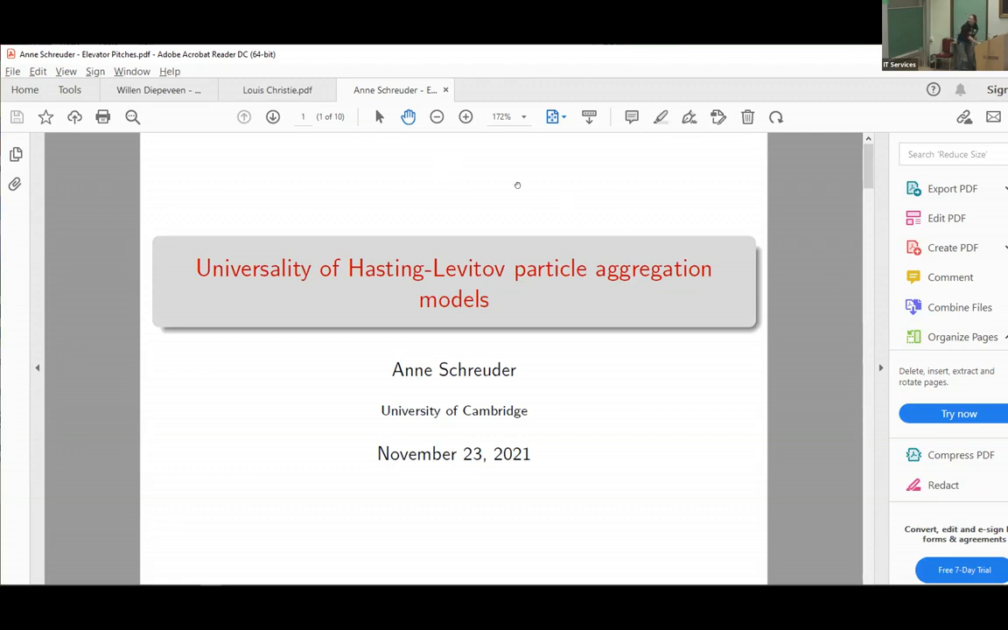How do I start the full view? Control Alt, thanks.